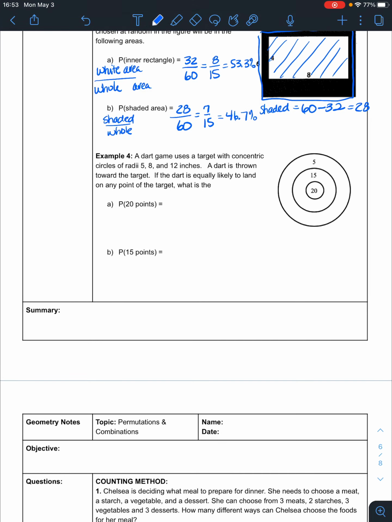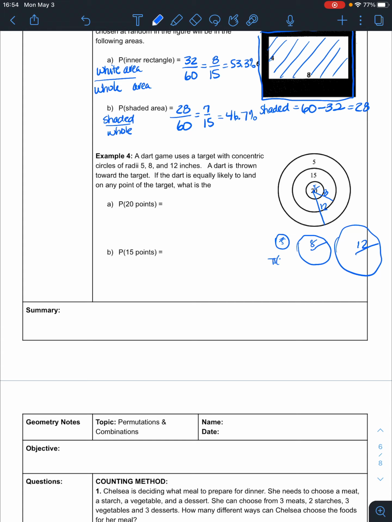Okay, then this last one, darts. So we have a dart game. It uses a target with concentric circles. That means they all share the same center. The first one has a radius of 5. The medium-sized circle has a radius of 8, and this bigger outside circle has a radius of 12. So think of it as 3 separate circles. We have our radius of 5, our radius of 8, and our radius of 12. Okay, so what's the probability that I'm going to land in the spot of 20 points?